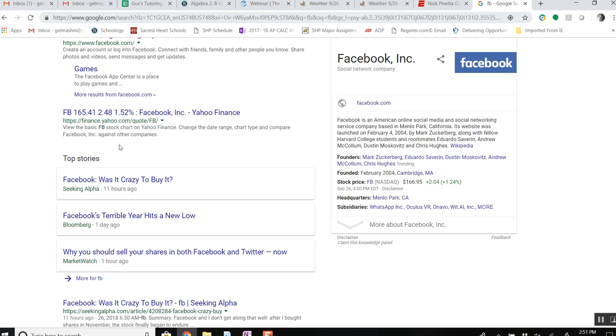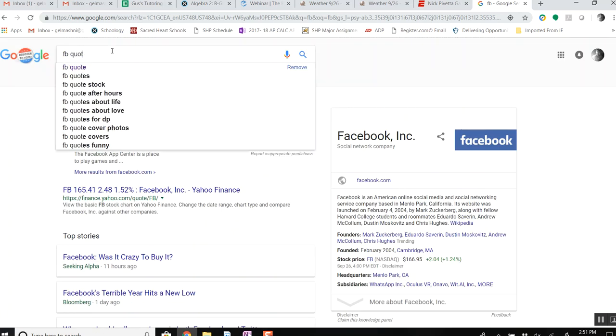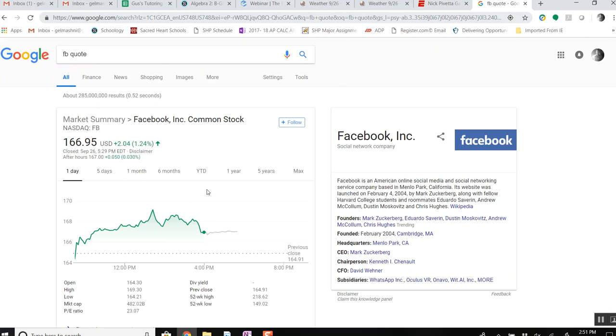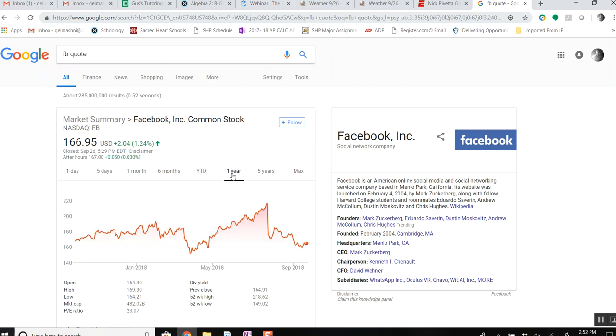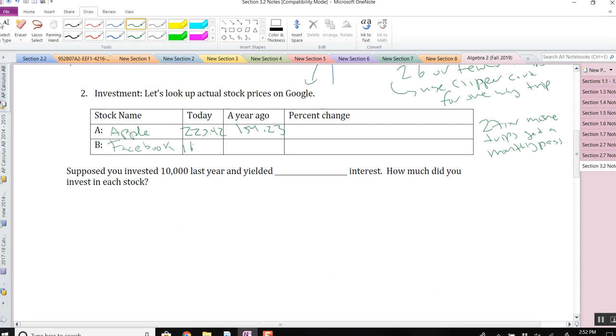Facebook's FB, that's a quote there, or maybe the FB quotes. There we go. 1 year, so right now it's 166. It's actually dropped quite a bit. It used to be over $200.